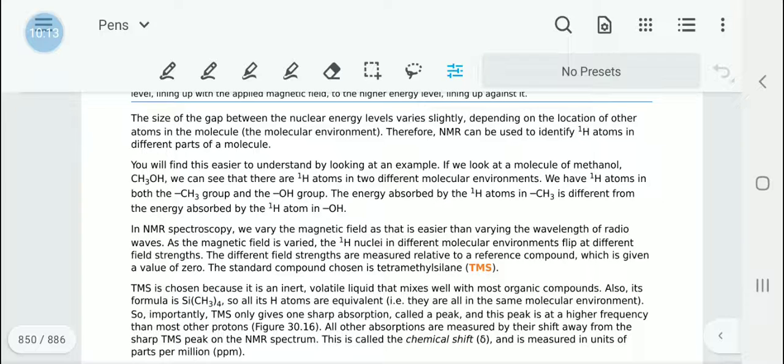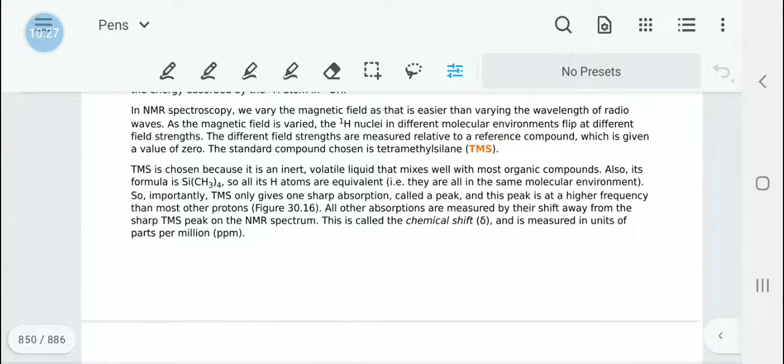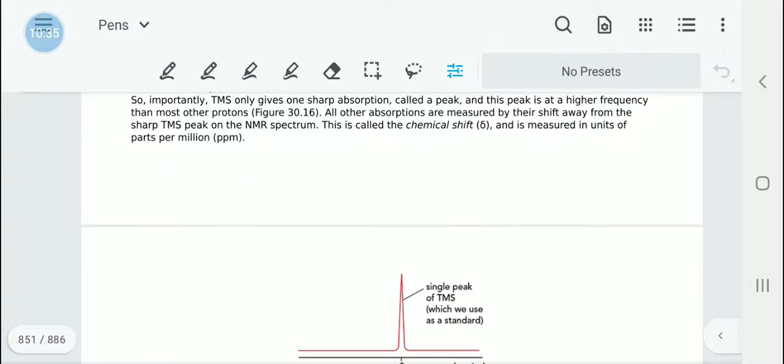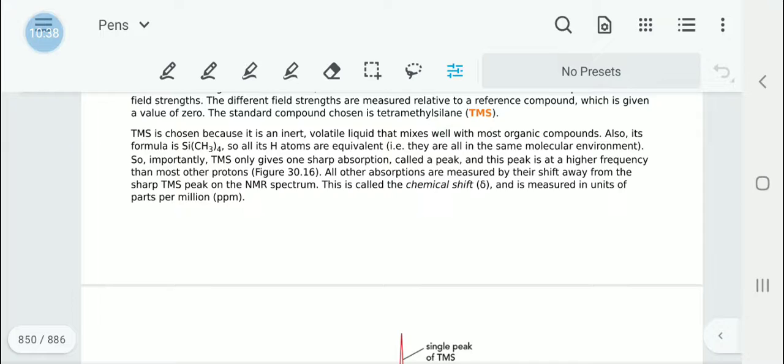Different field strengths are measured relative to a reference compound, which is given a value of 0. The standard compound is tetramethylsilane, capital T, capital M, capital S, TMS, within brackets, right? Si(CH3)4, tetramethyl, CH3 four times.